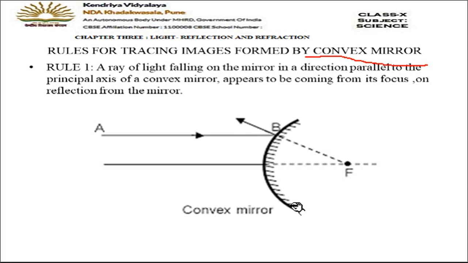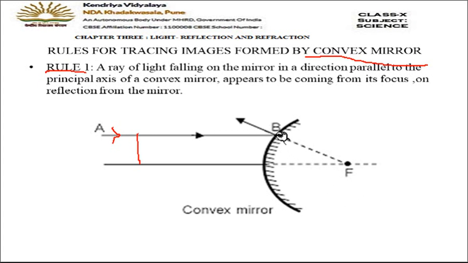Okay, now let us study rule number one. Rule number one for tracing the images. So what is the rule? That if a ray of light falls on the mirror in a direction parallel to the principal axis. So this is the ray which is coming towards the mirror, and this one is parallel to the principal axis. This is our principal axis, fine. Now after striking the mirror, reflection will occur and it will bend like this. It is bending, you can see.